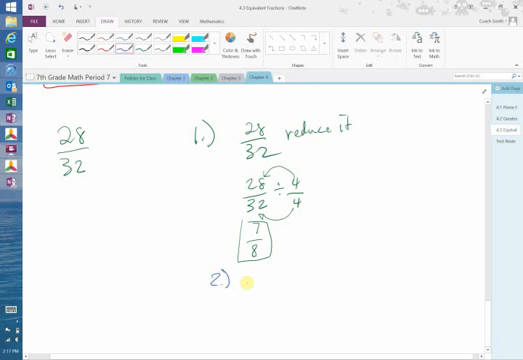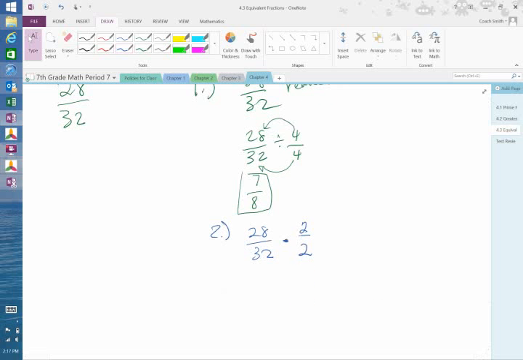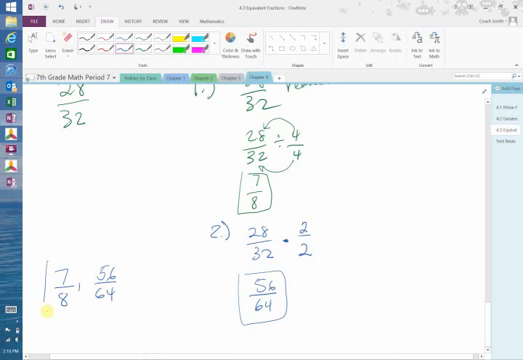The second fraction, we're going to take 28 over 32 and multiply it by 2 over 2. 28 times 2 is 56. 32 times 2, 64. There's your second fraction. So 7 over 8 and 56 over 64. And that's your answer.